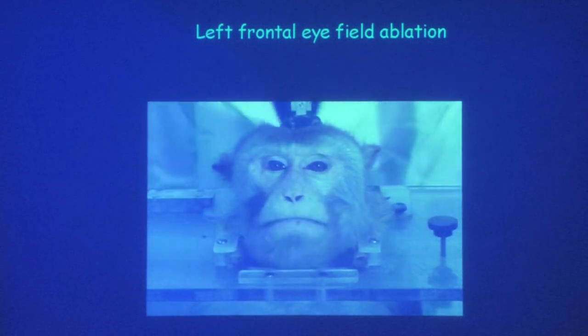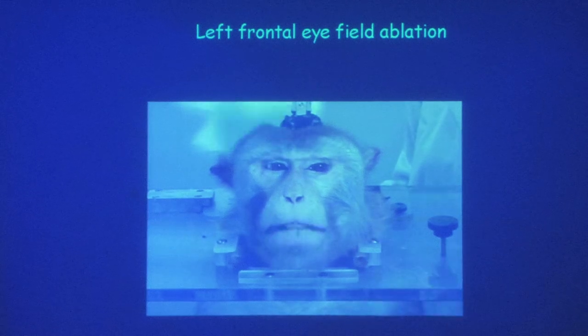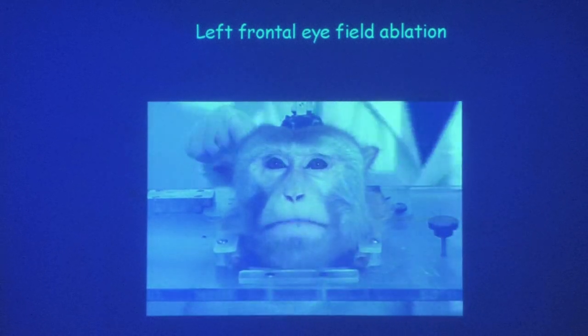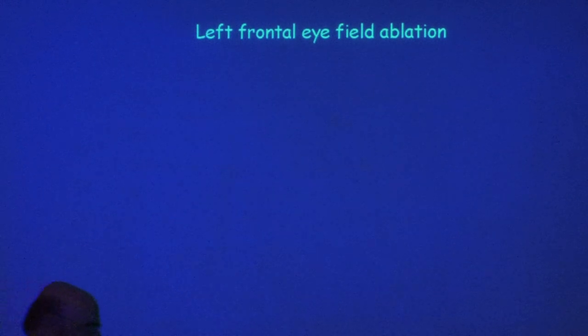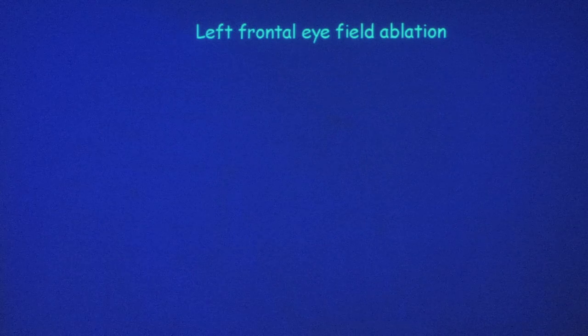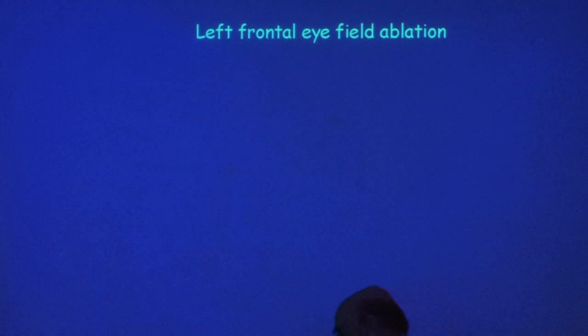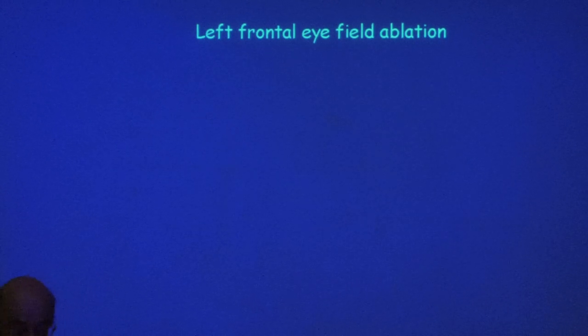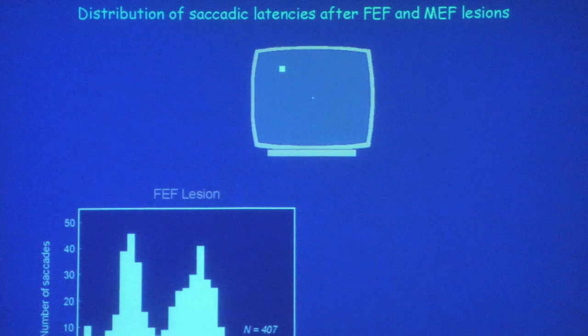Look at how nicely he tracks on both sides. Grabs it, stuffs it in his mouth. And so the monkey seems to be perfectly fine with making saccades to either side and perfectly fine making pursuit eye movements in either direction, indicating that this informal testing doesn't reveal anything truly obvious about the deficit that you have in eye movement control when you take out the frontal eye fields. So you again need to carry out some more careful experiments to obtain some detailed quantitative data. So let's look at that.